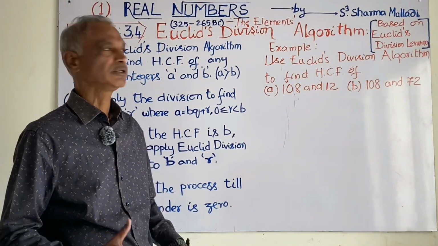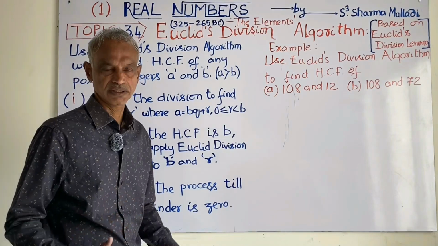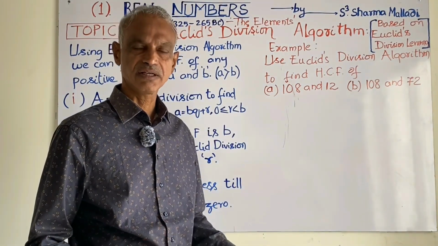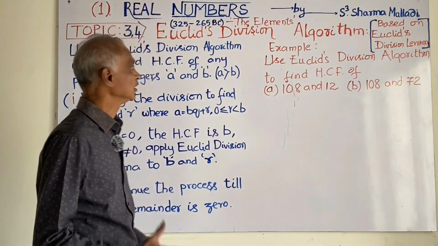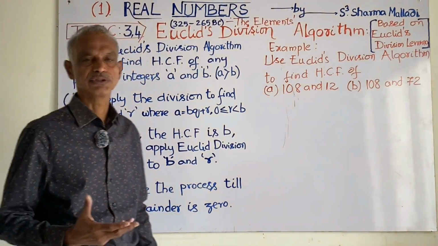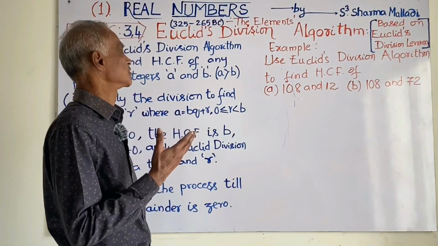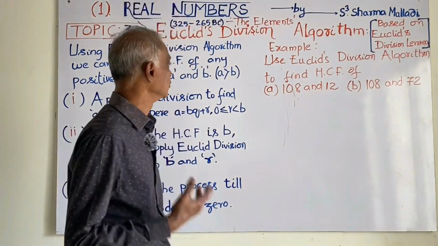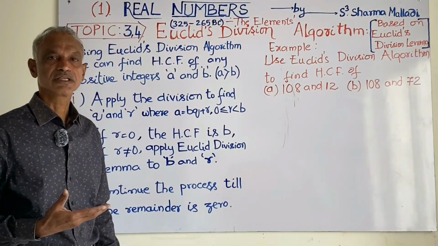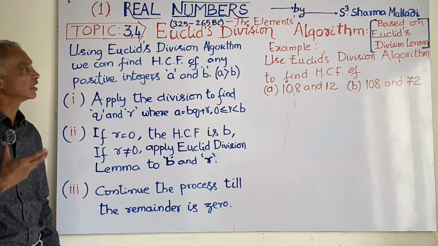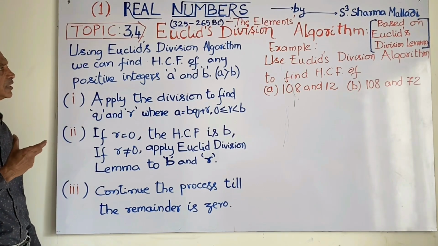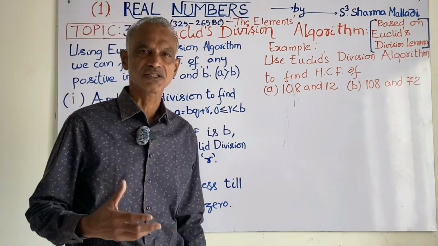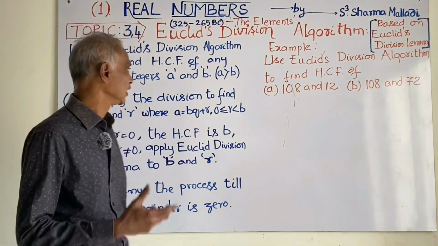Before going to Euclid's division algorithm, we should know about Euclid. Euclid was an Alexandrian of Egypt. He wrote 13 books on the Elements, about 2300 years back. Now, what is Euclid's division algorithm? Using Euclid's division algorithm, we can find the HCF, the highest common factor, of A and B.